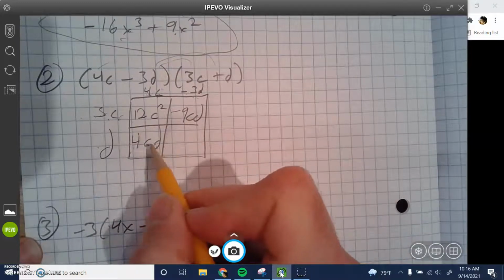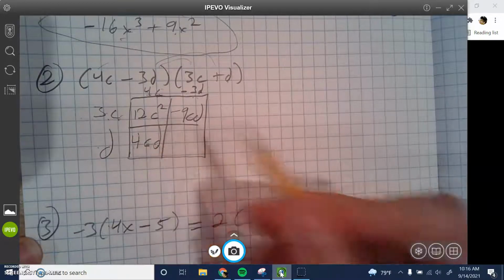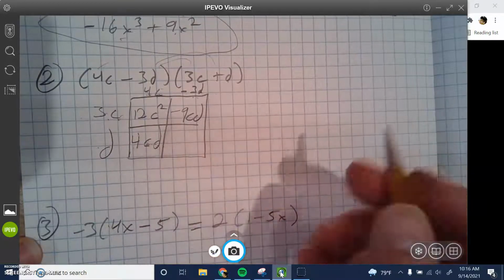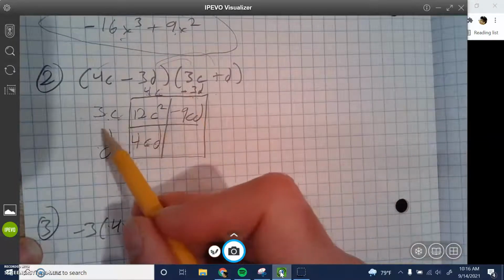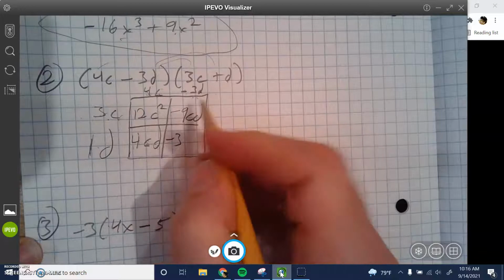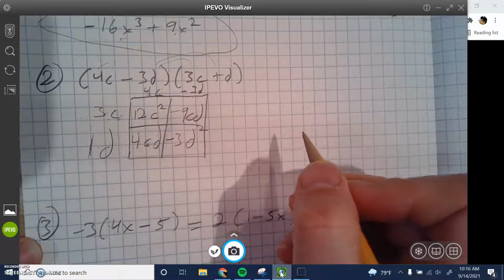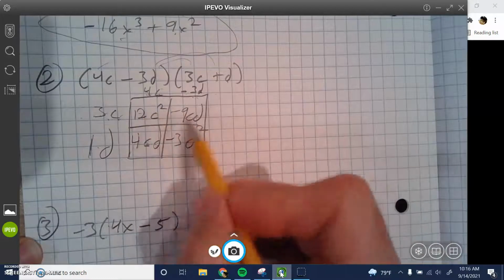You don't know what these numbers are, but they're different. You're going to multiply them together. C could be 5, D could be 10, you don't know. 5 times 10, whatever it is. Negative 3 times 1D: this is 1D, right? Negative 3 times 1 is negative 3. D times D is D squared. Cool. Okay, so I have 1, 2, 3, 4 terms.